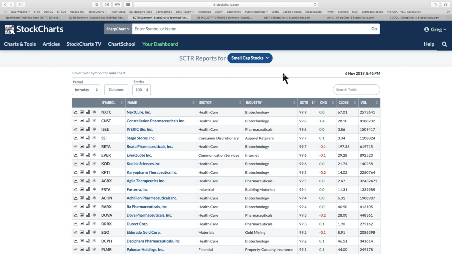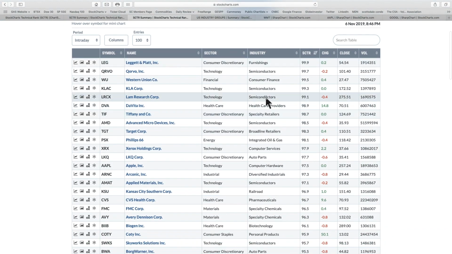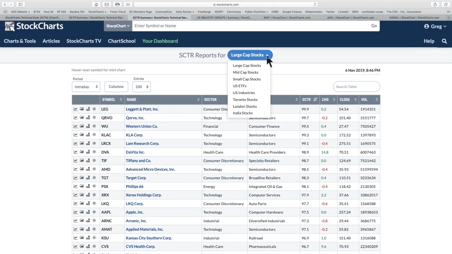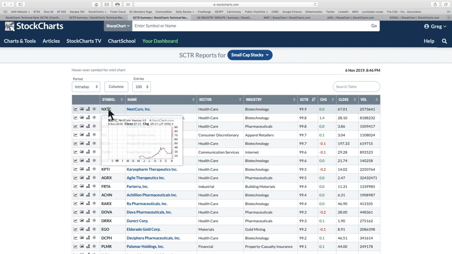One of the things that really shows up quickly, as an example, here's large cap. What you see is we've got a lot of semiconductors in here. We have one healthcare stock, another healthcare stock, some material stocks, consumer discretionary. And you see this list. When we go to small caps, what jumps to the top is all of these healthcare, biotechnology, pharmaceuticals. So if you want to aggressively trade the market, this is one of the best tools that you'll find to help you.